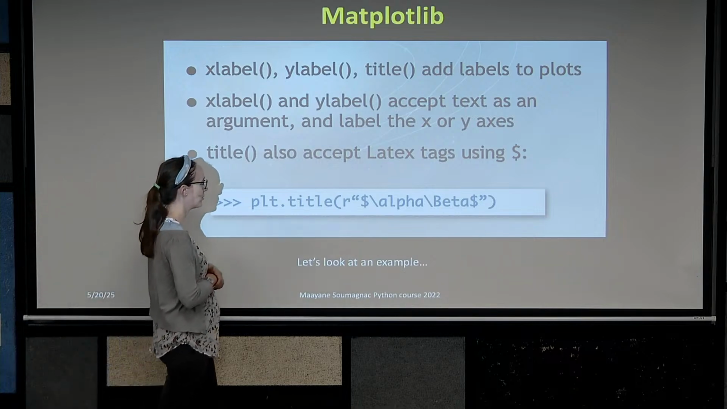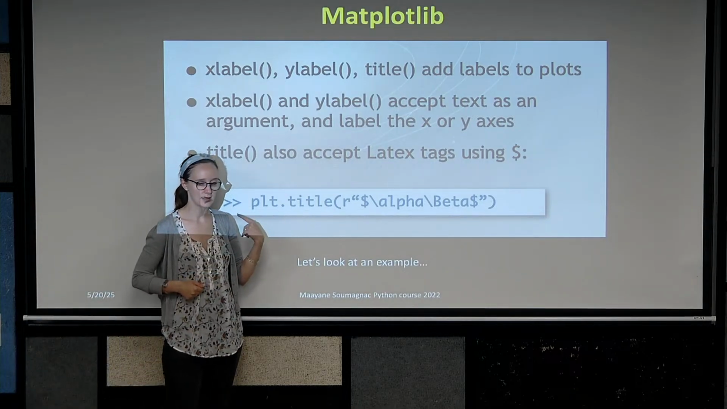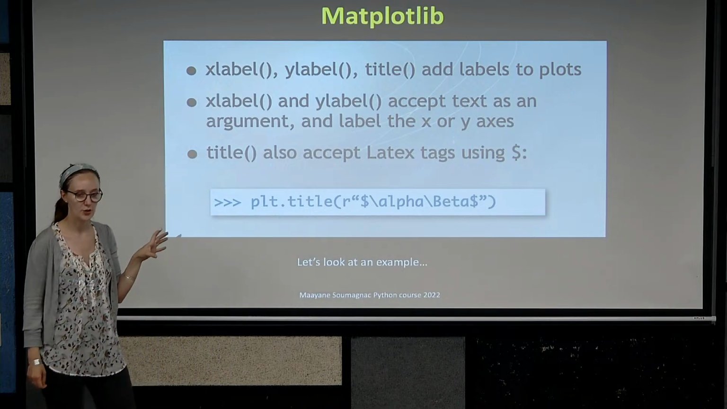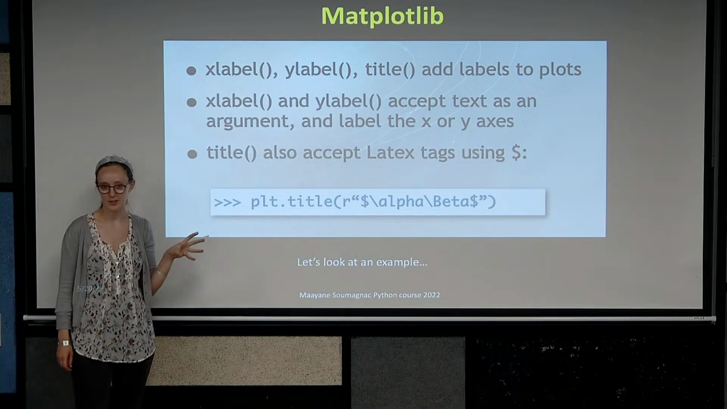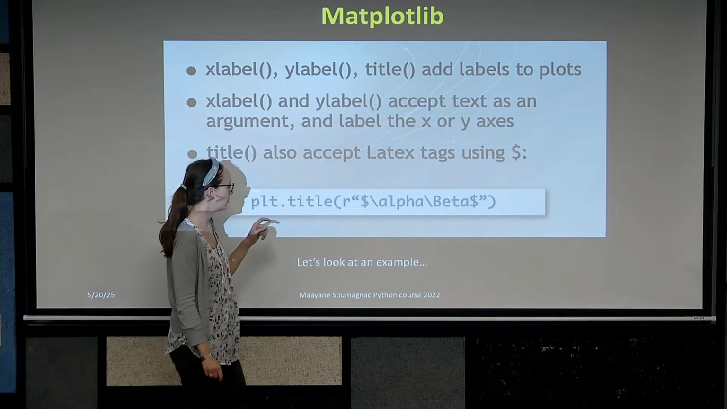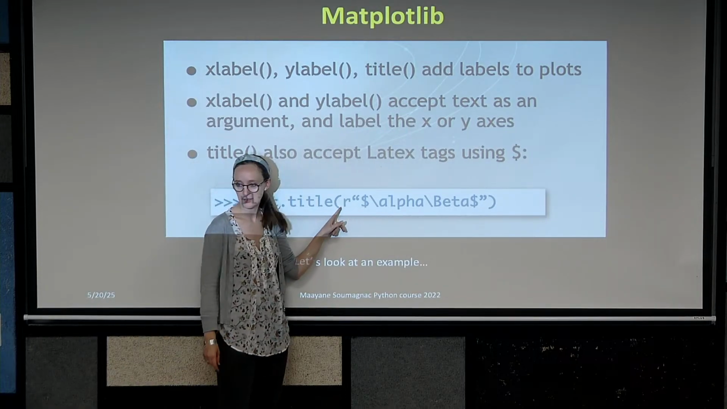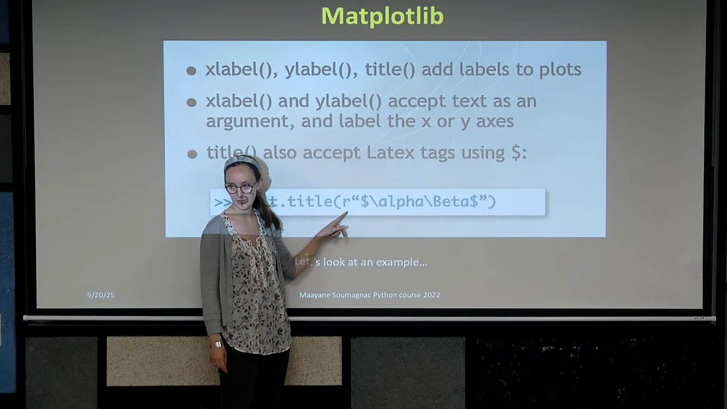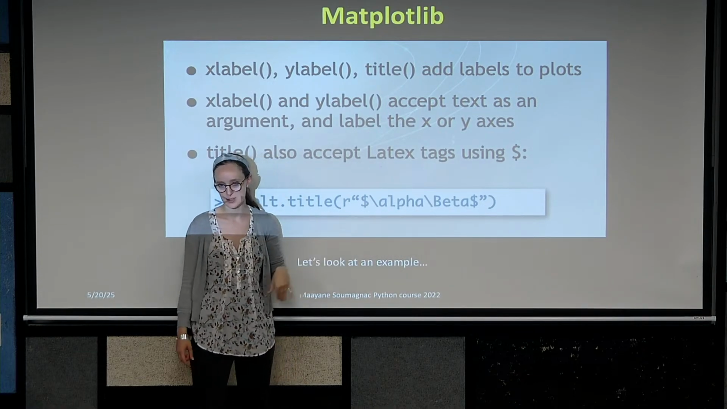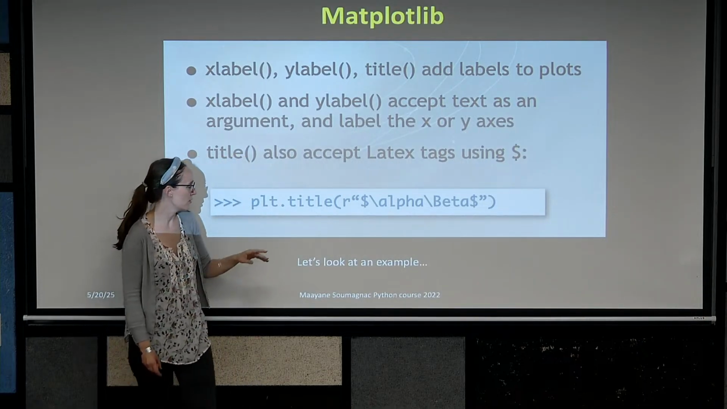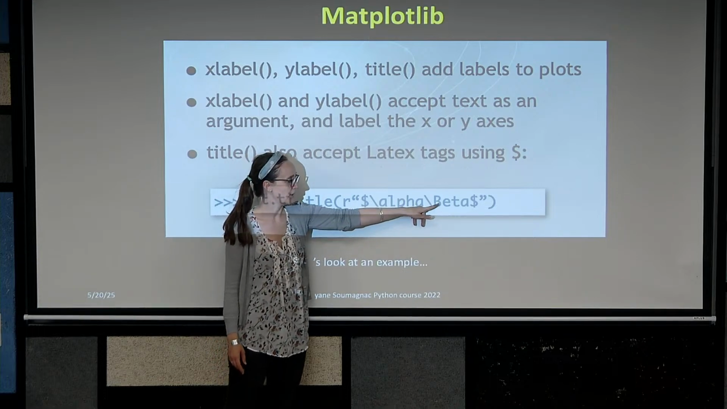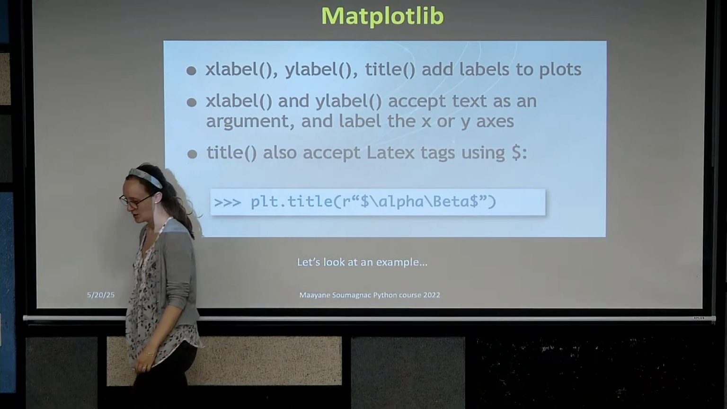LaTeX can be very convenient if you want, for example, to add a Greek letter or a math character in your title. So the way to do it is to add an r before the string. The r before the string allows you to use LaTeX syntax in the title. So that's very convenient. The title here would be a Greek alpha and a Greek beta. I'll show you an example.